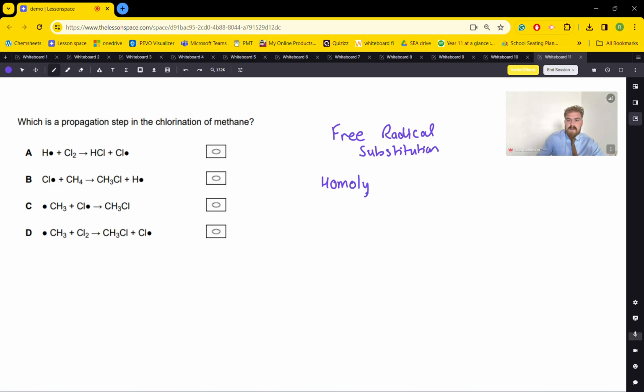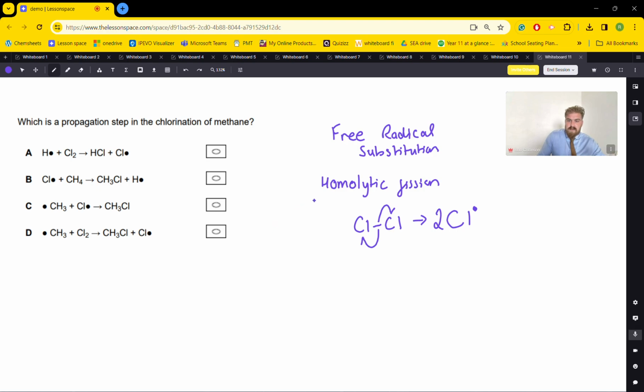Homo meaning same, fission meaning to split. We're talking about the bond. So we're at the idea that this chlorine-chlorine bond will use the single-headed arrow and the single-headed arrow to form what we call free radicals, 2 free radicals, which are very, very reactive species, and they contain an unpaired electron.